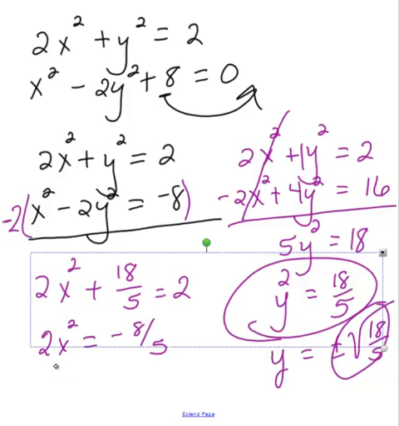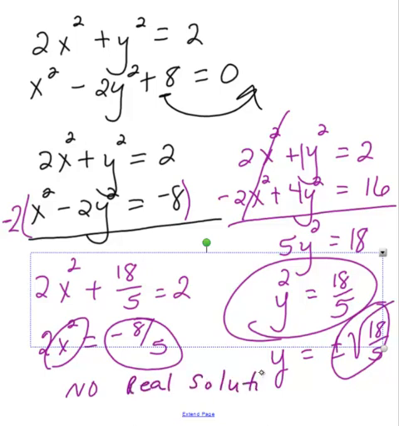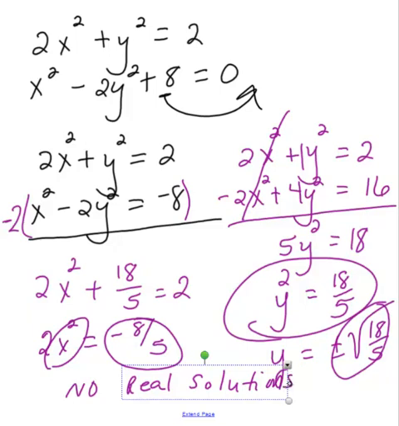And you cannot have an x squared equal to a negative number, and that indicates no real solutions, because no real number squared will equal a negative value. So this is a case where you can get no real solutions, which means these graphs up here must not have intersected in any point.